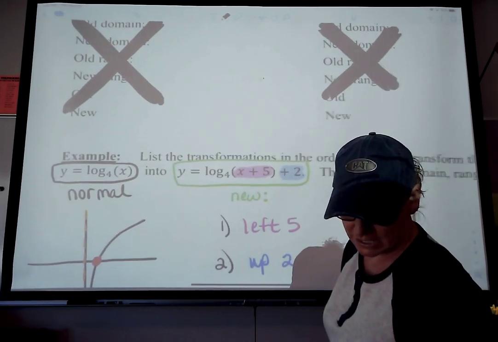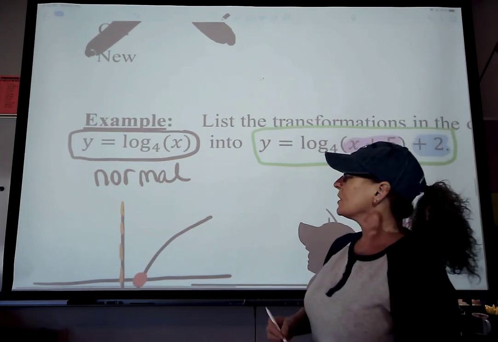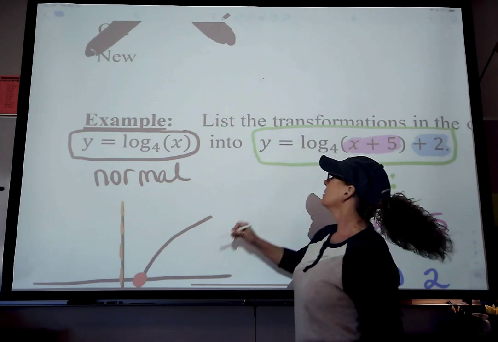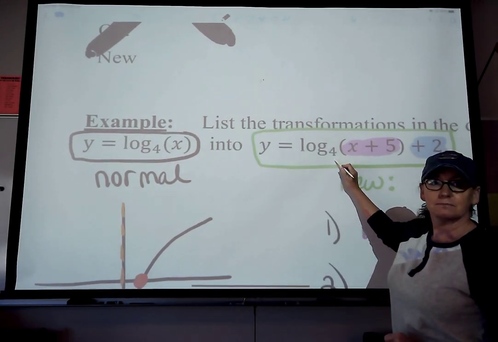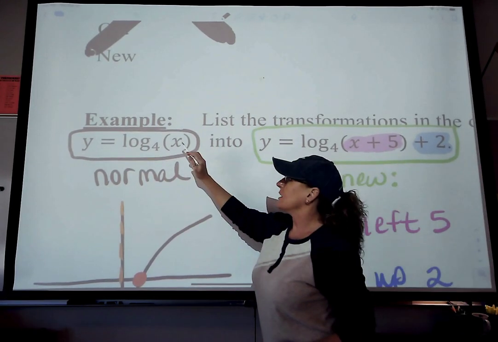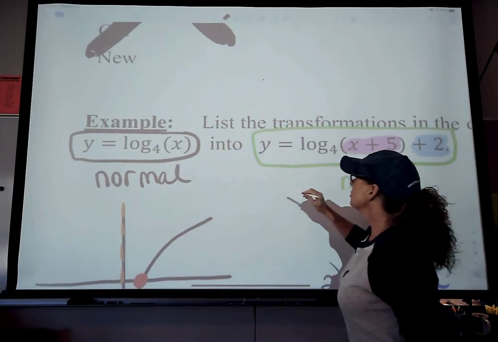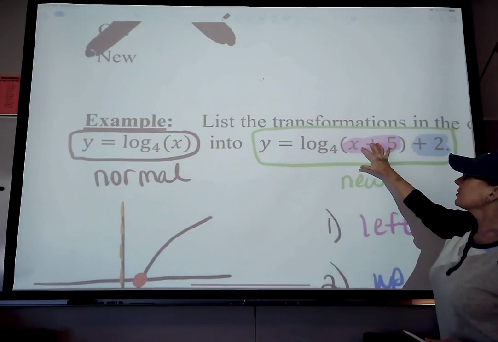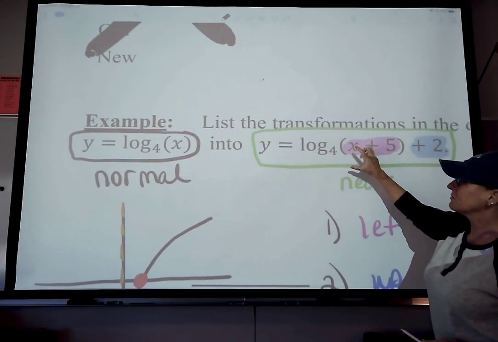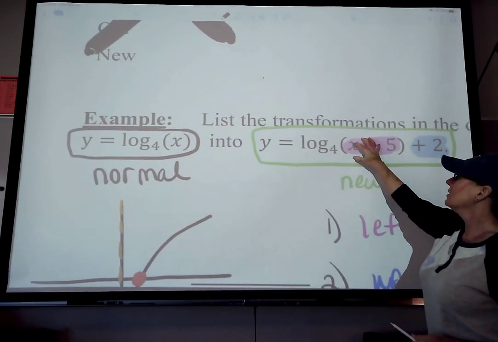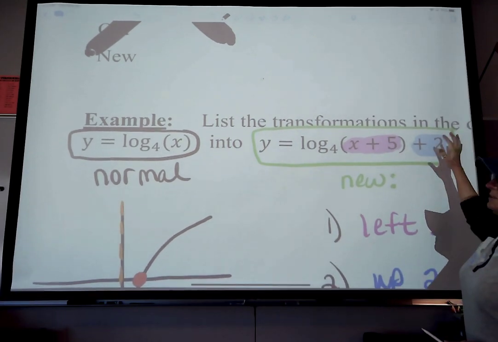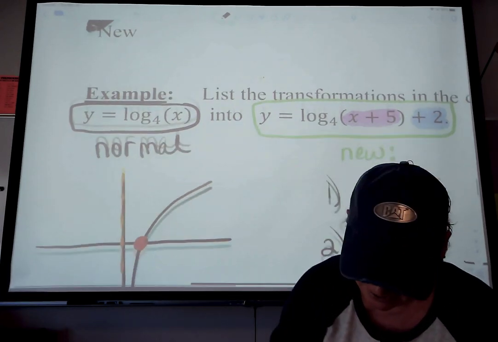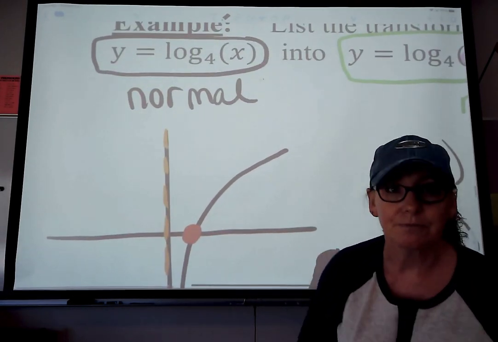So, it says, transfer a normal logarithm with base 4 to this one. Transfer a normal logarithm with base 4 to another logarithm, same base. So I colored the horizontal transformation. This is what we're taking the log of. This is horizontal. And then the +2 is hanging off at the end. That's vertical.